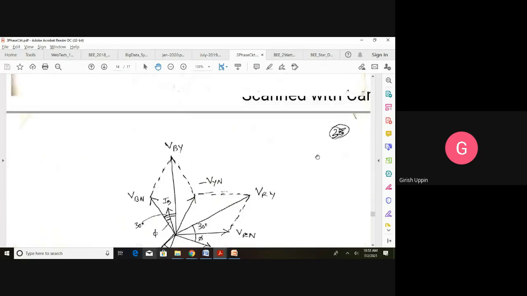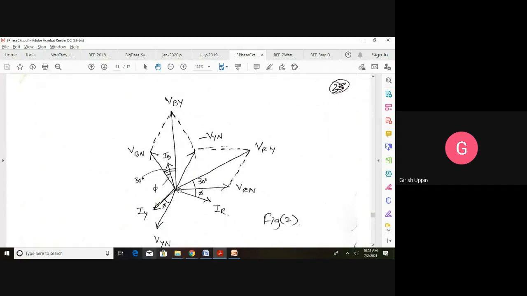On the phasor diagram, we are going to draw that. VRN I already have. Then I have VYN, so minus VYN is on the opposite side, with the same length taken on the opposite side. This is minus VYN. What is the angle between VRN and minus VYN? It is 60 degrees, because it is going to bisect this 120 degrees. So this angle is 60 degrees.